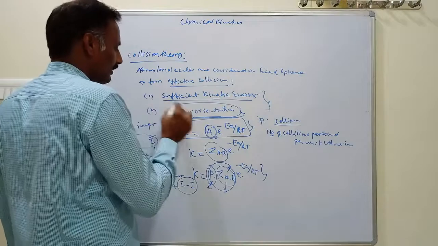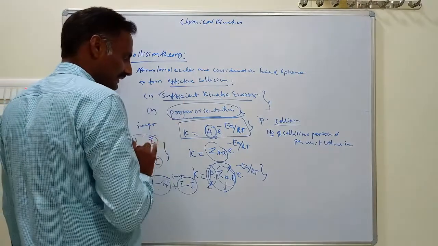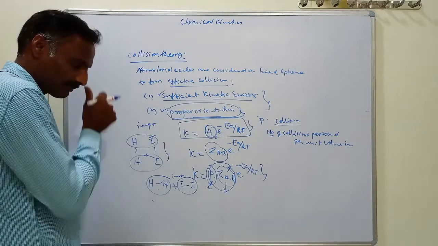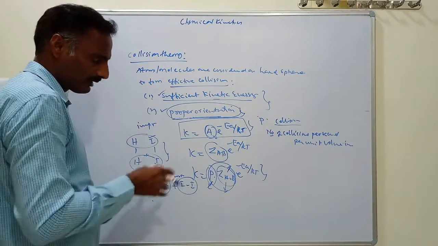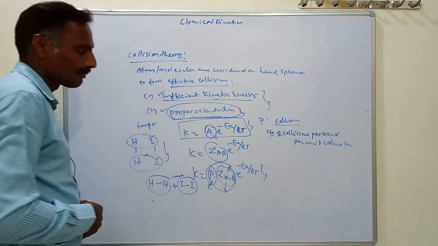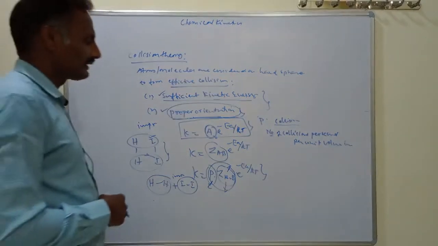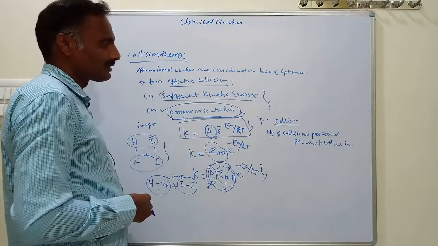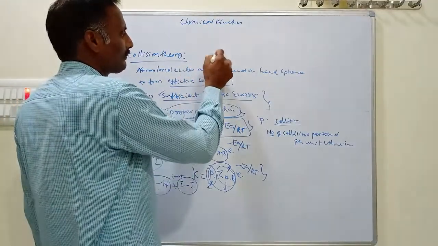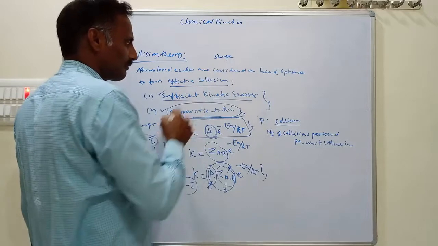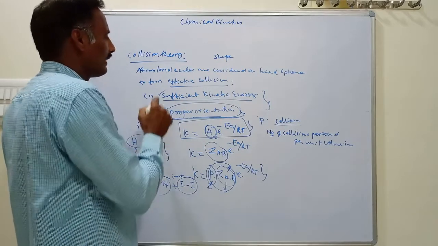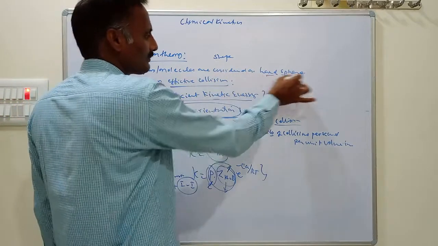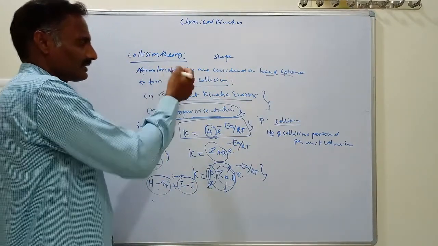One is that the molecule should have sufficient kinetic energy. The second is proper orientation of molecules. These two factors are important for effective collisions to form products. But collision theory has one demerit: it ignores the shape and structure of the molecules, and considers atoms and molecules as hard spheres.